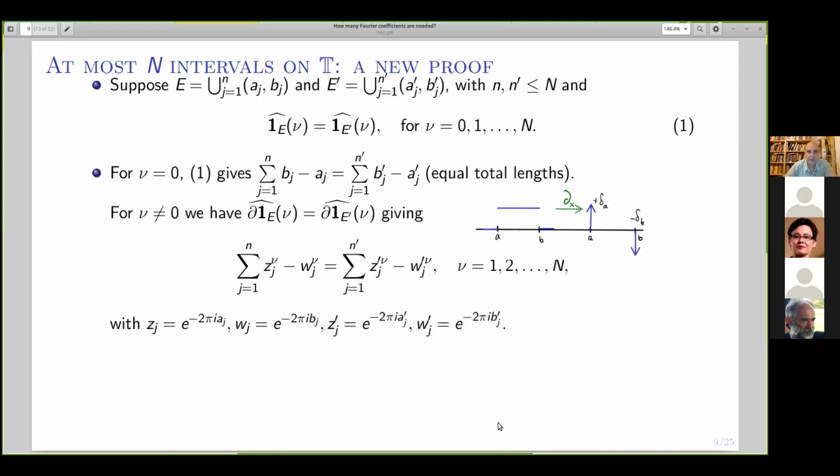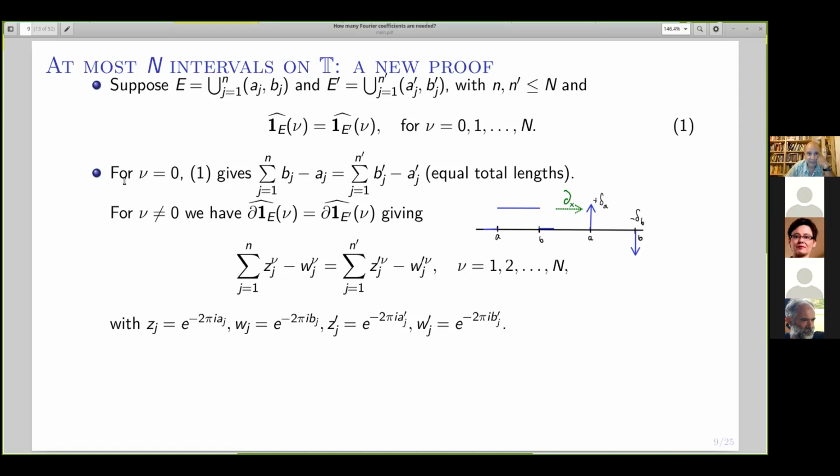So first, we suppose we have two objects of this type. So we have a set E, which is a collection of n intervals, and another set E prime, a collection of a different set of intervals. And we assume that they have the same Fourier coefficients for nu from 0 to capital N. And we aim to show that they are actually the same sets.